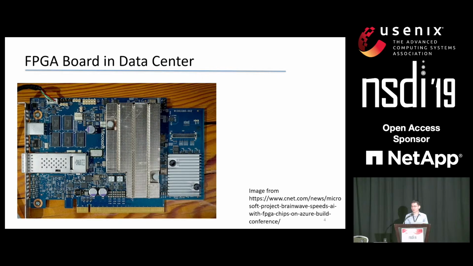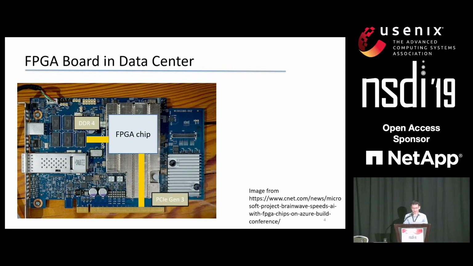This figure shows an FPGA board currently deployed in Microsoft data center to accelerate AI applications. In the center is a FPGA chip to implement user logic. This FPGA board is equipped with multiple physical interfaces for different types of resource access. The onboard DDR4 is for memory-intensive applications. The PCIe Gen 3 port lets FPGA access CPU, main memory, and other devices in the host server. With the QSFP port, FPGA is connected to the data center network.